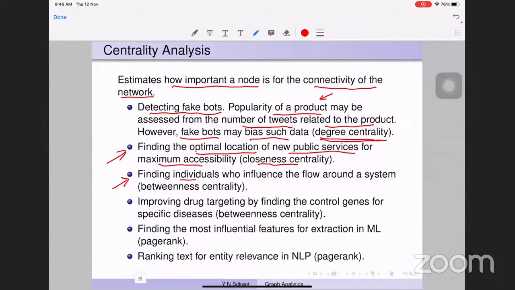How do you find individuals who influence the flow around a system? That can be computed using what is known as betweenness centrality. I will come to that. Let me finish this slide instead of going back and forth too many times. Then improving the drug targeting by finding control genes for specific diseases is also an application of betweenness centrality.